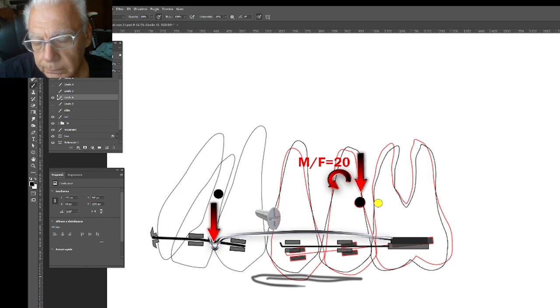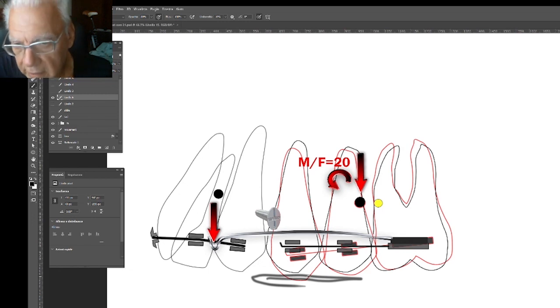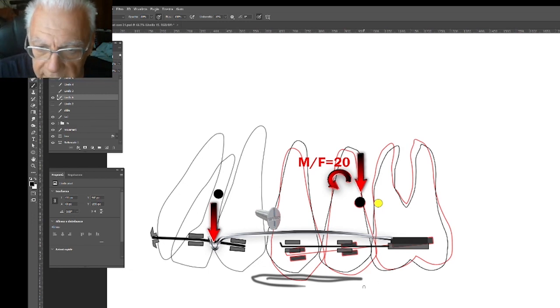So in these cases, occlusion could be not enough. And in these cases, I would use a TAD. But let's speak about how I would use a TAD, because this is the real point. First of all, I would never use a tie, but I will use a rigid connector.